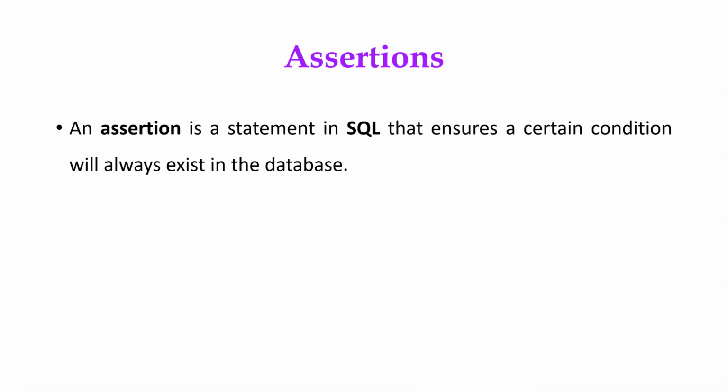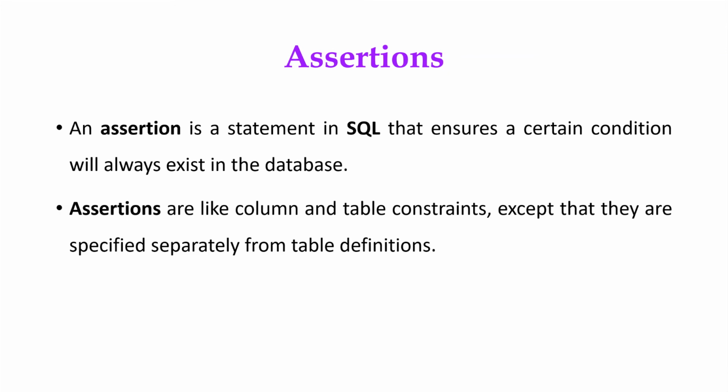The last topic for today's class is assertions. What do I mean by assertion? An assertion is a statement in SQL which will always ensure that a certain condition exists in the database. It is not like a column or table constraint, such as default and check, which are applicable within a table. An assertion is something like a view. Just as we create a separate SQL statement for views, we also create a separate SQL statement for assertion. It will always check whether a condition is satisfied in the database or not.